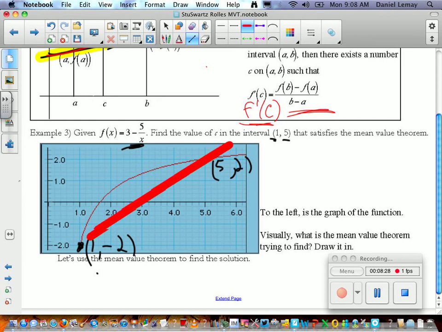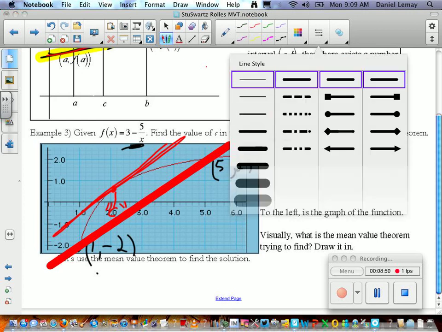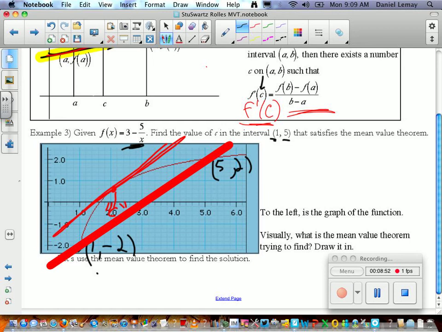Okay, so there's the secant line. And I'm looking for some point on this curve. What do you think? Right about there? Where that tangent line is parallel to that secant line. And this x value here is the c that they have here in the equation, right? See how they have the c? Well, that number there is the c. And we're looking for the point where that tangent line is parallel to the secant line.